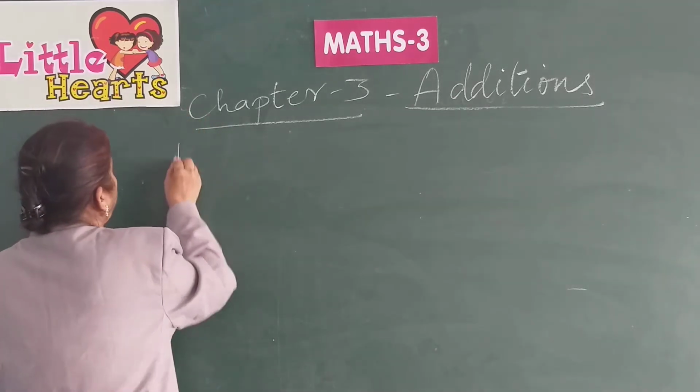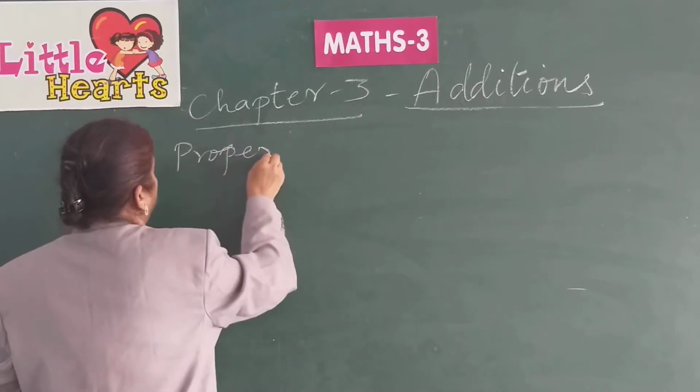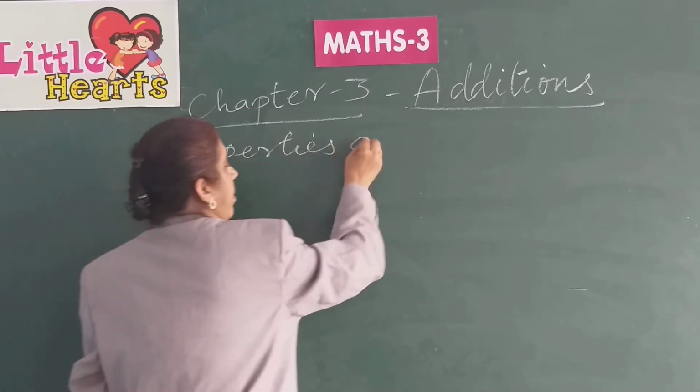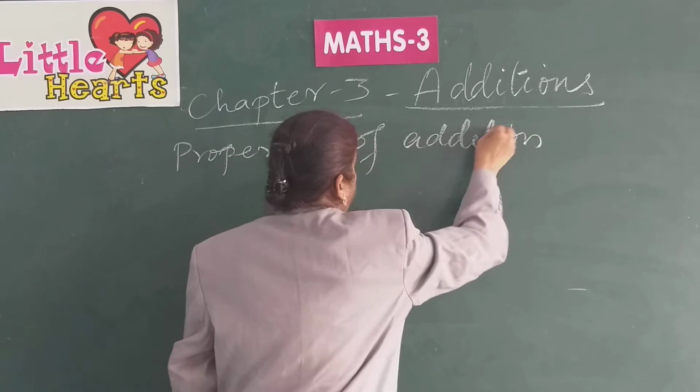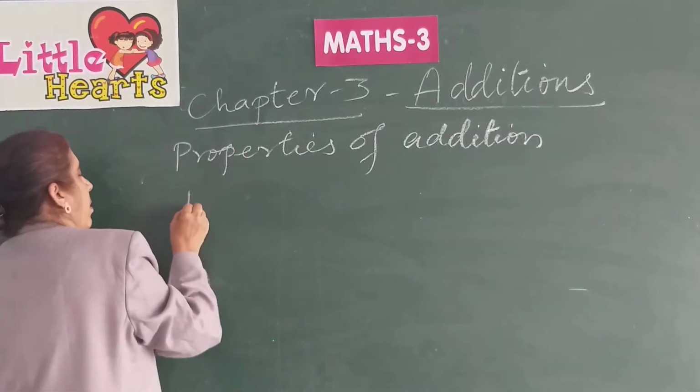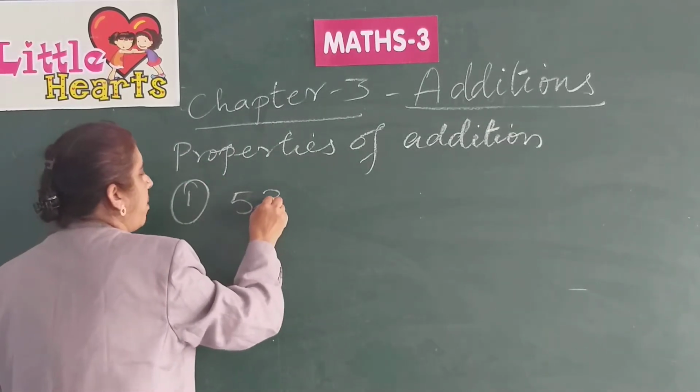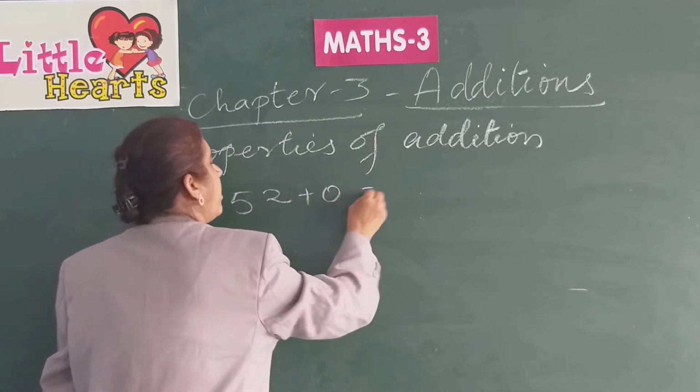So this is the easy way, and you can add any 3 digit numbers like this. There are some properties of addition. Any number plus 0 is the same number.